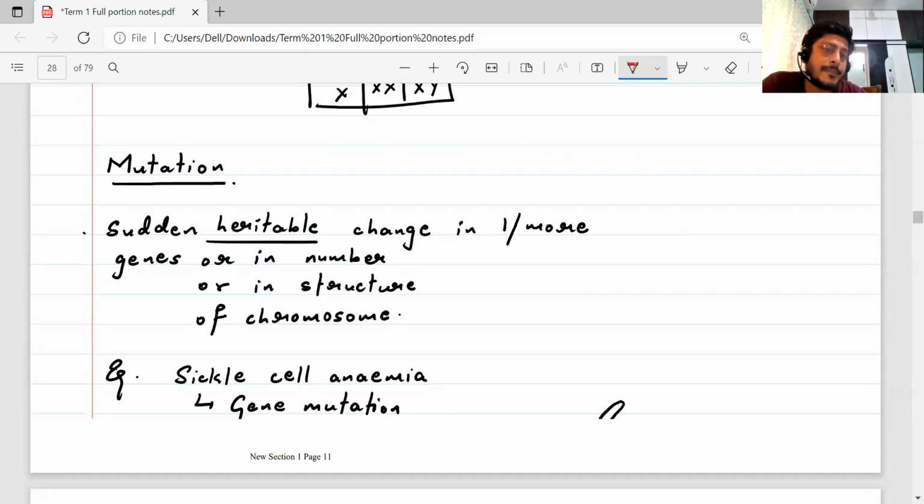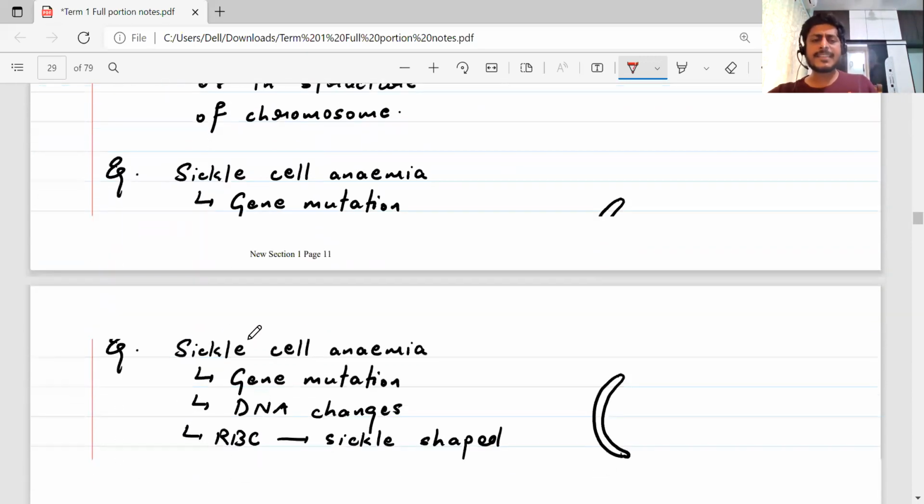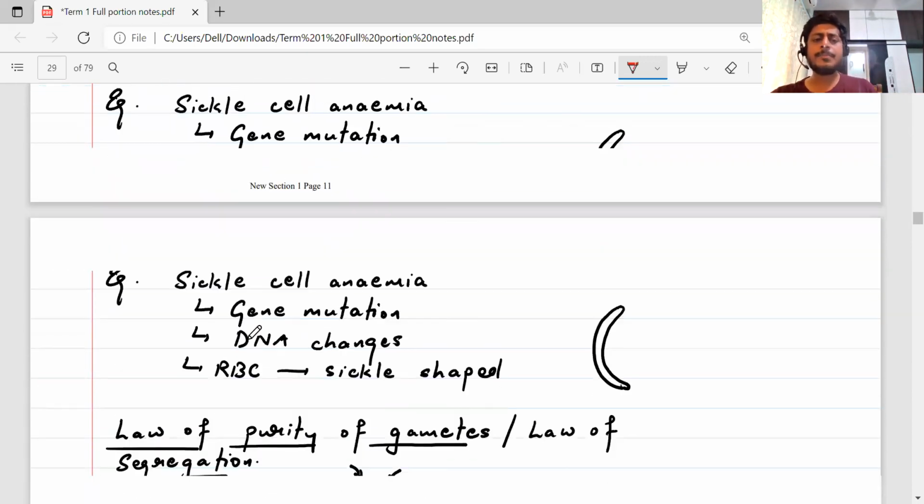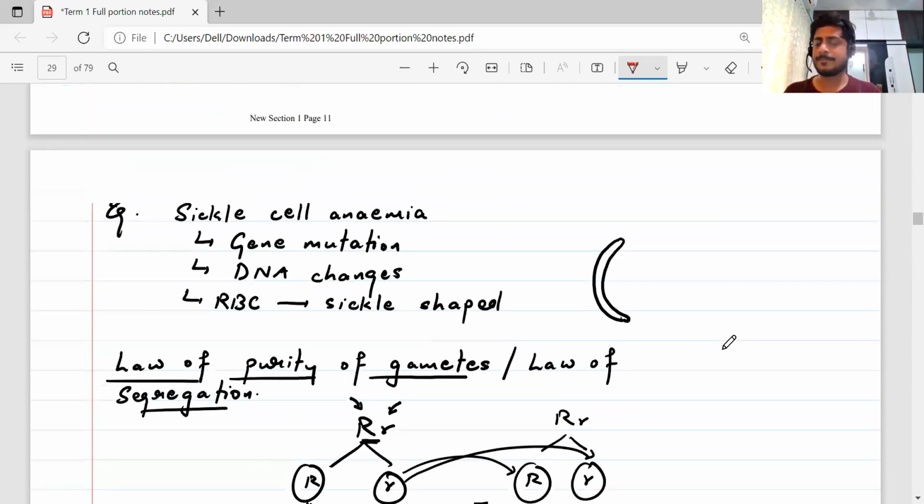Okay. Then mutation का definition: sudden heritable change in one or more genes or in the number or in the structure of chromosome. Again, a definition which has already been asked. Heritable is something that we add from our sides. Remember, mutation heritable होता है, मतलब it can be transferred to the next generation. दो examples दिए हुए हैं आपको. एक वहाँ पे sickle cell anemia का दिया हुआ है. Gene mutation जिसमें DNA changes, RBC becomes sickle shaped like this.